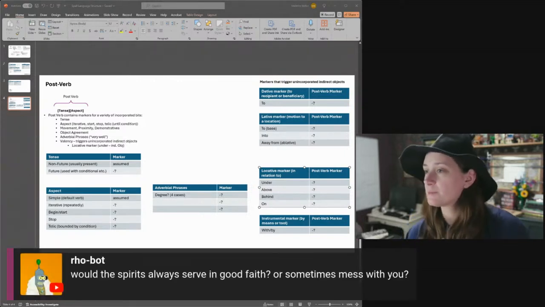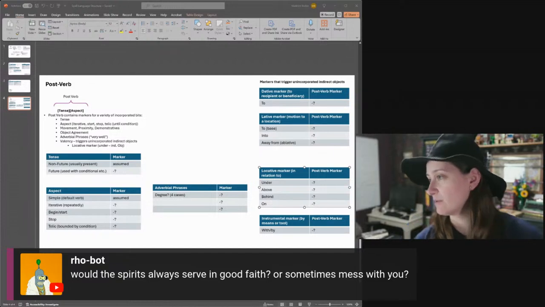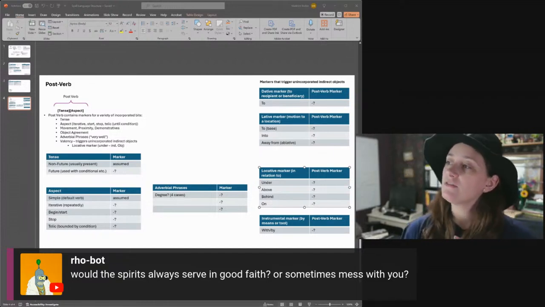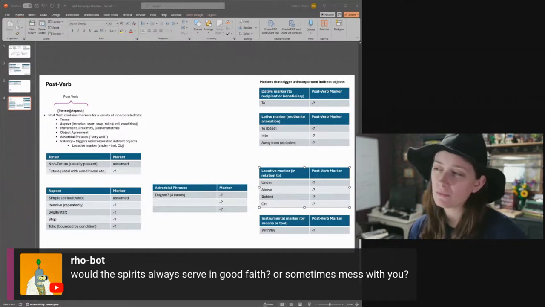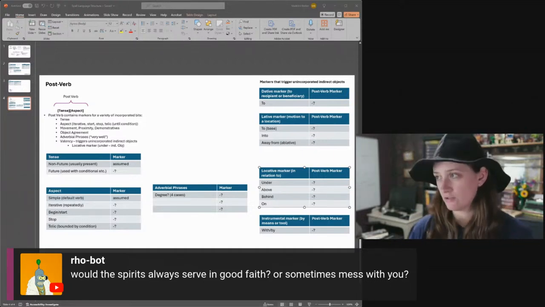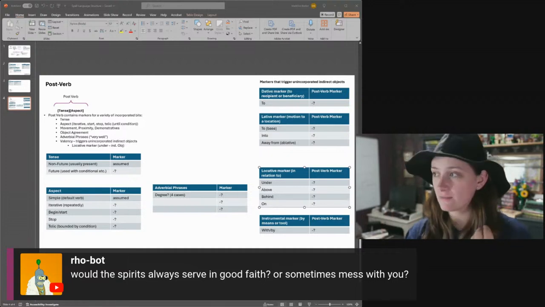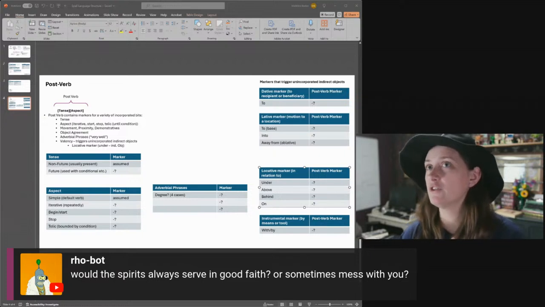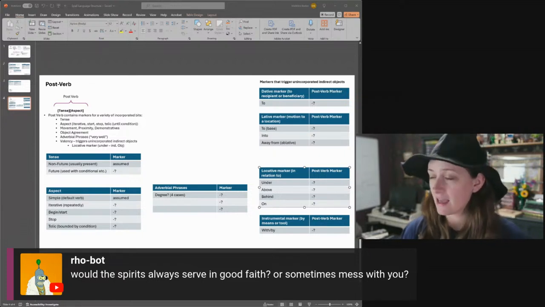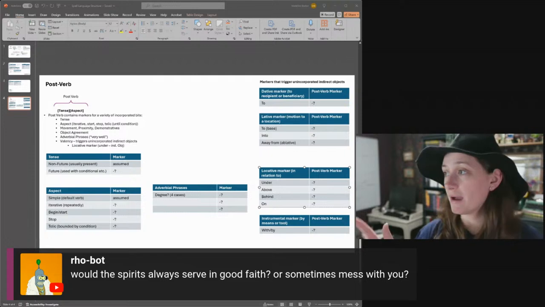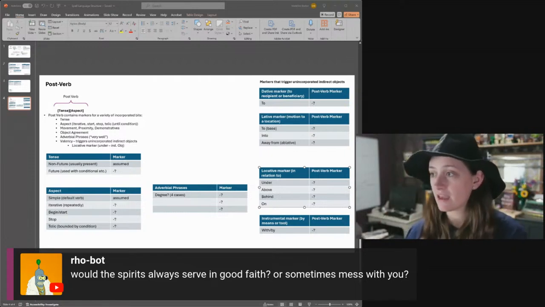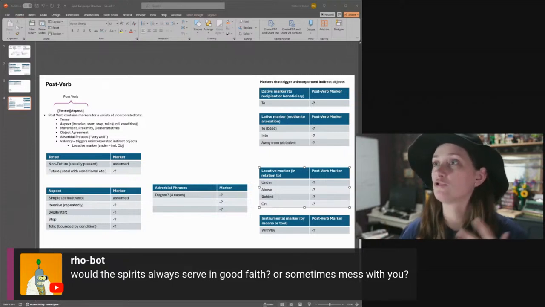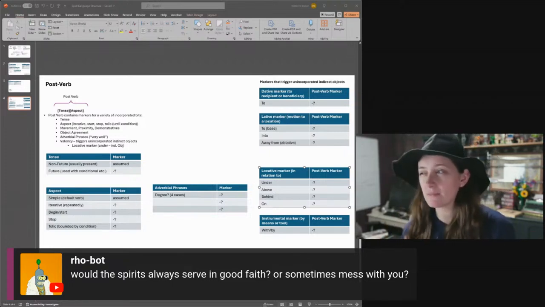Would the spirits always serve in good faith or sometimes mess with you? So it kind of depends on how you treat them, right? There's a way to ask spirits to do something for you and a way to force them to do something to you or for you. So I would think that if you're making them angry by being really demanding and making them do stuff, they might use that wiggle room. But in general, if you're just asking them to do something, they would probably try and do it helpfully. You know what I mean?